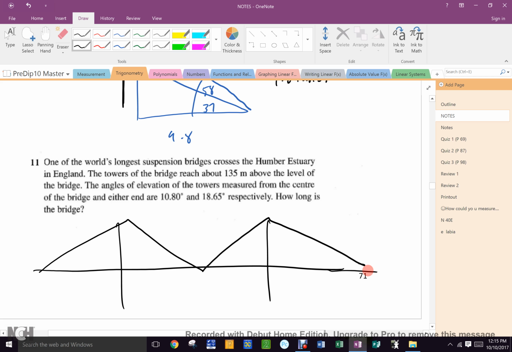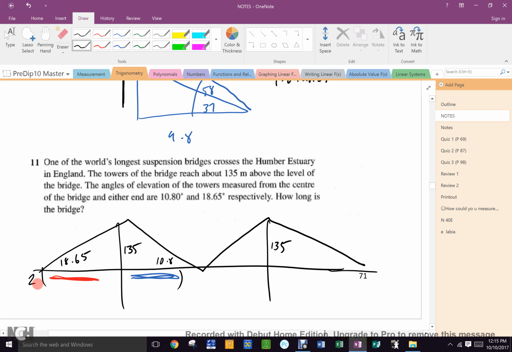The towers are 135 above the levels of the bridge. 135. The angles of elevation from the center of the bridge and either end are 10.8 and 18.65 respectively. So from the center, 10.8. From the end, 18.65. How long's the bridge? So you found this side, then you found this side, and then you did what with that whole answer?